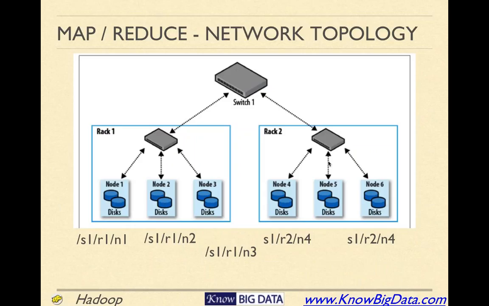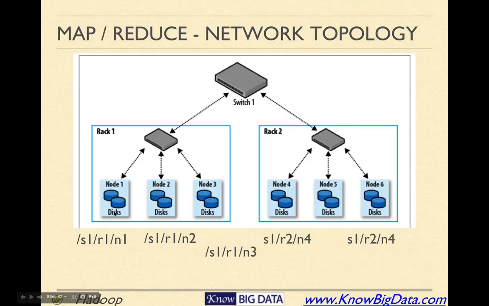For example, the common ancestor of node 1 and node 3 is, anybody? Node 1 and node 3, what's the common ancestor? Correct, it's rack 1. So the distance between node 1 and rack 1 is 1, and node 3 and rack 1 is 1. Therefore, the distance between node 1 and node 3 is 2, right?